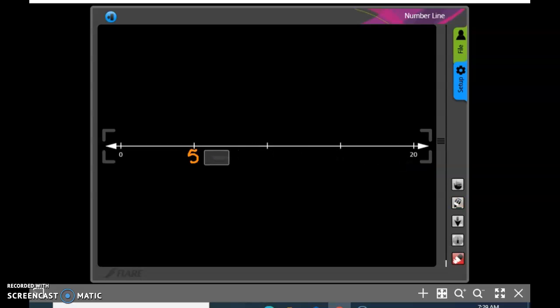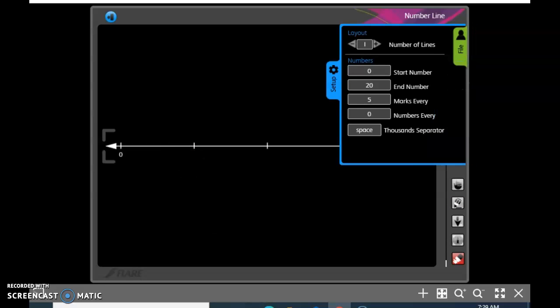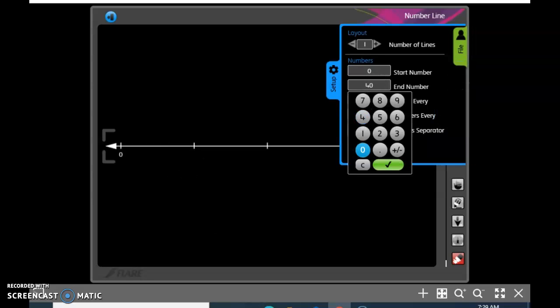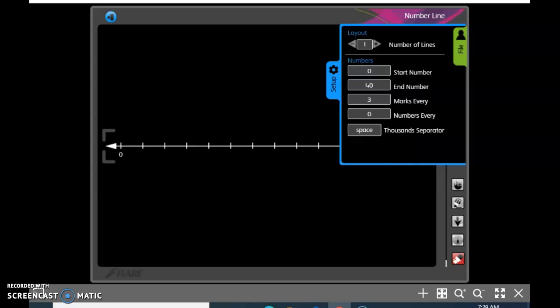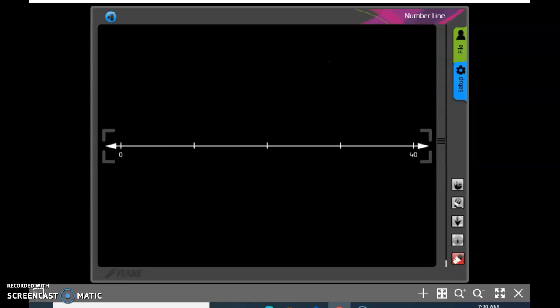So let's erase. What if I had a number line from 0 to, let's say, 40? And I had only 3 marks on it, okay? Now I have to get from 0 to 40 using some sort of skip counting. And in the middle, there's only 3 marks. So again, we can try starting by ones. 1, 2, 3, 4. Well, that didn't work because my last number is supposed to be 40.